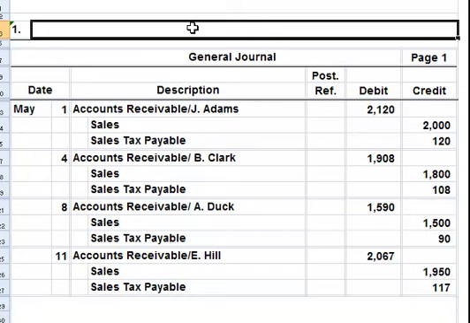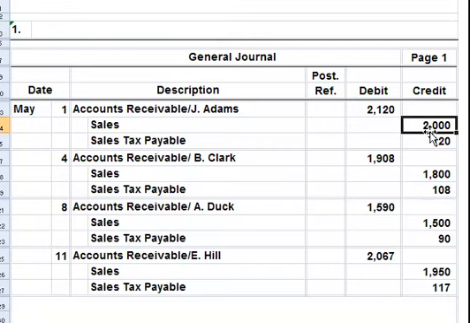So on May 1st, it says that we sold merchandise on account to J. Adams for $2,000 plus sales tax. And just as when you go in and purchase something, you always have to pay sales tax, so do the individuals in these examples here. So the sale costs $2,000, but on top of the sale, we have to pay the 6% sales tax. So if you take the $2,000 times the 6%, you get $120 in sales tax.